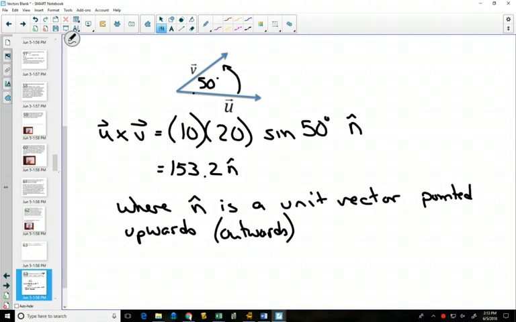Yes. So V times U would be the same value, just pointing down. V times U would also equal 153.2. And I guess we could write it, since we've already shown n and defined n to be upwards, we could write a negative in front of it. Or if this had been the only question, you could have written it as a positive value and defined n to be downwards, outwards, inwards, anywards.